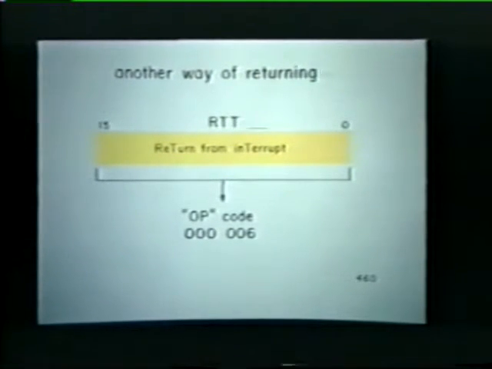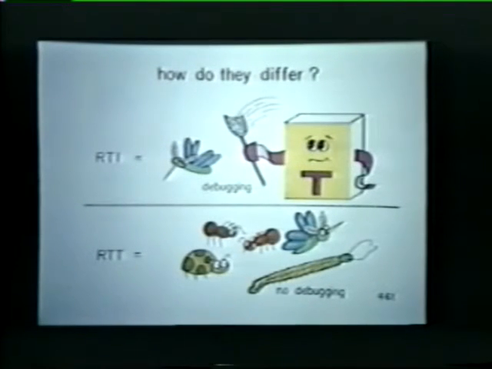Another way of returning from an interrupt service routine is by using an RTT, or return from trap instruction, which has an opcode of 000006. The RTT performs the same function of popping the stack as the RTI instruction. How do the RTI and RTT instructions differ? Well, the RTI instruction allows us to use the T-bit in debugging a program. The RTT instruction, on the other hand, inhibits the T-bit so that no program debugging can take place. We're not going to discuss the T-bit at all in this course. However, there is an explanation in the processor handbook we gave you.